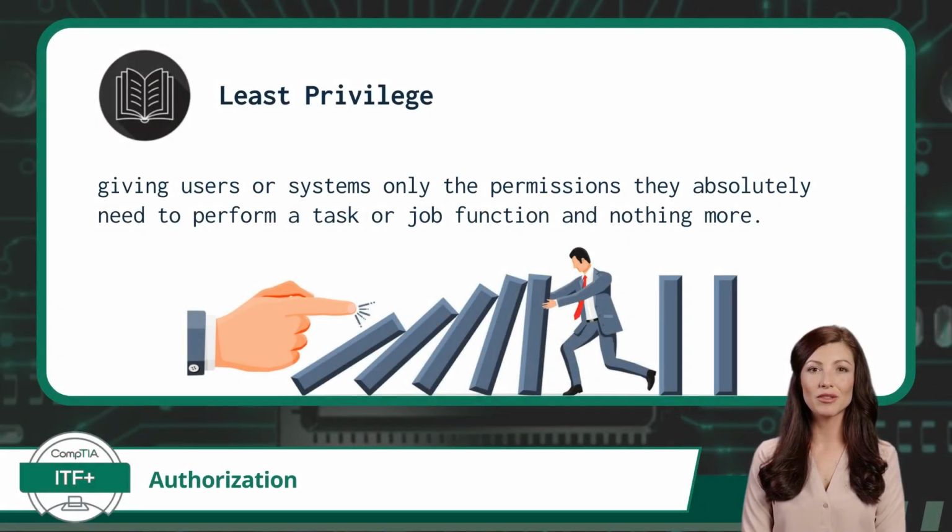A fundamental principle in IT security is the concept of least privilege. This means giving users or systems only the permissions they absolutely need to perform a task or job function and nothing more. This is best accomplished by enhancing the granularity of user permissions or being more specific with permission rules rather than generalizing.